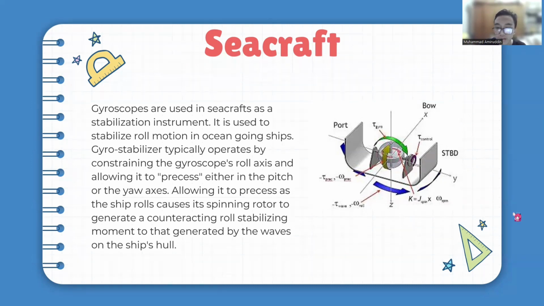Here on the right is a diagram of how a gyro stabilizer on ships and boats works. Here there's the yellow arrow, which is the tau precession. It is the torque caused by the spinning rotor. Because of the precession, it causes the green arrow, the tau gyro, which is the counteracting roll. The counteracting roll is used to stabilize the moment that is generated by the waves, which is the blue arrow, the tau wave.